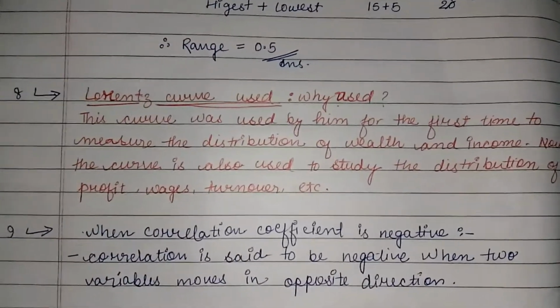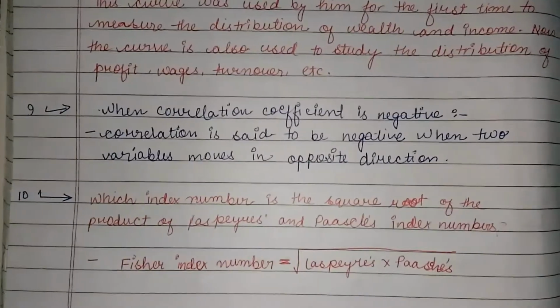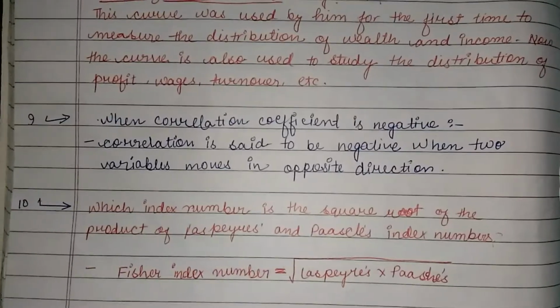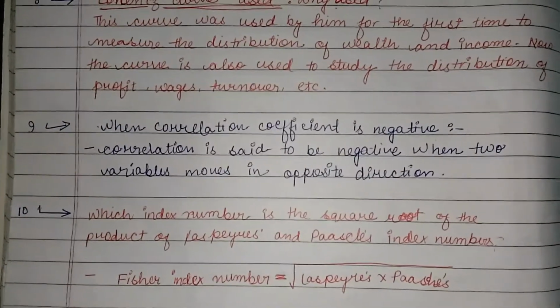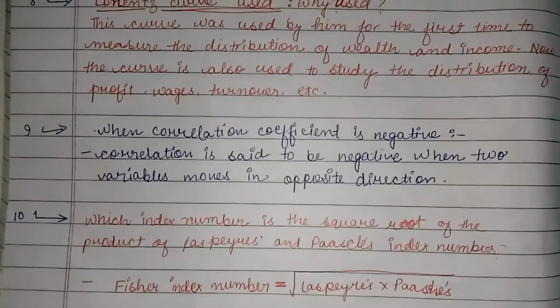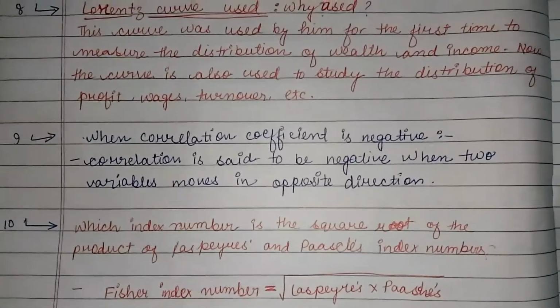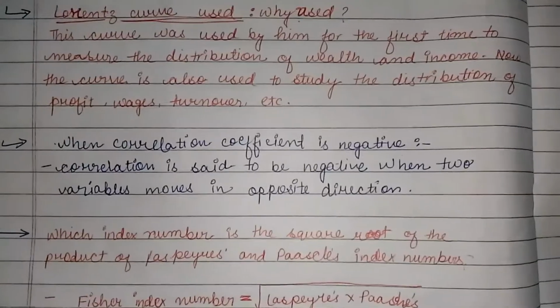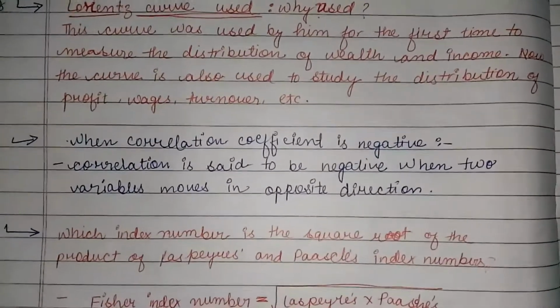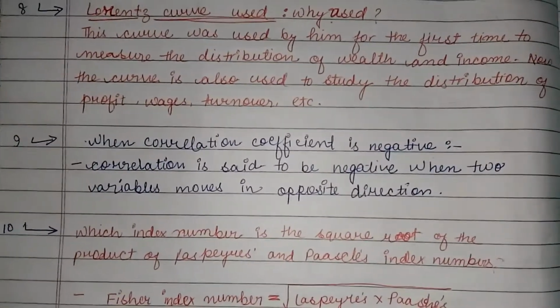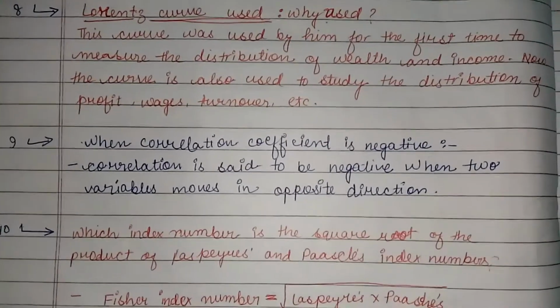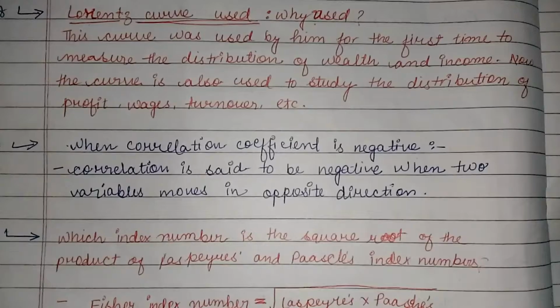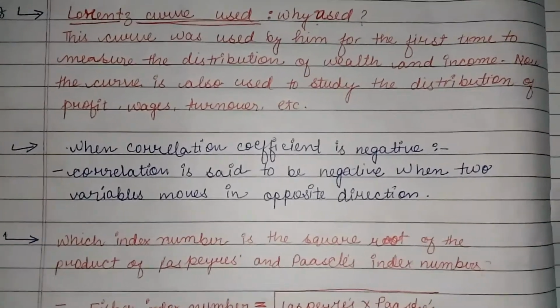Number 9, you will be asked when the correlation coefficient is negative. So the answer is correlation is said to be negative when two variables move in opposite direction. Similarly, correlation is said to be positive when two variables move in the same direction. Then the correlation coefficient will be positive.